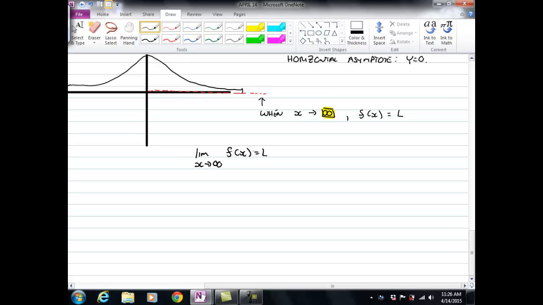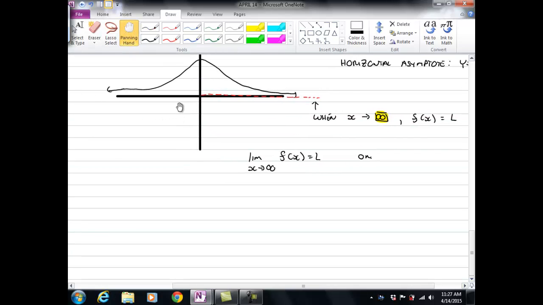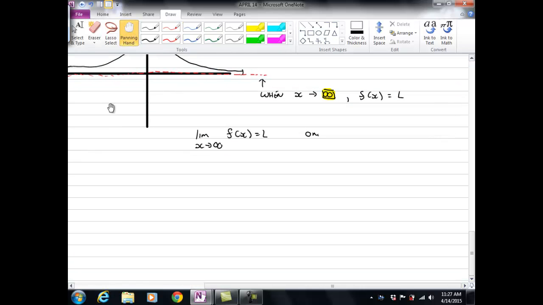Okay. Or, notice one thing, the graph can also go in the opposite direction. So notice the graph can go in the opposite direction. The limit as x approaches negative infinity of f of x equals L. Okay? These L values are called your horizontal asymptote. So now we go back to our limits, what we did in chapter 2.